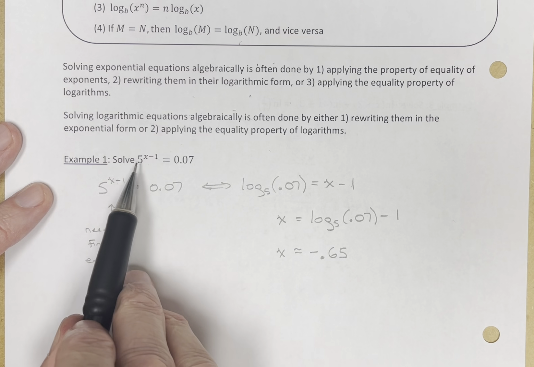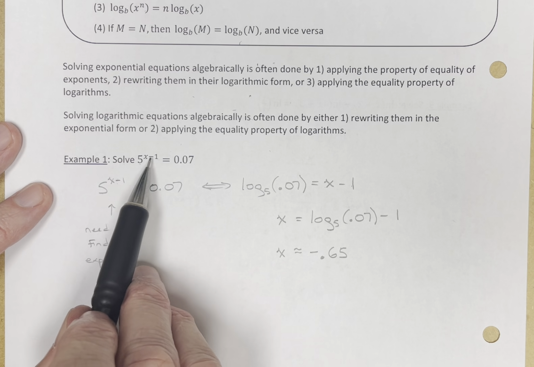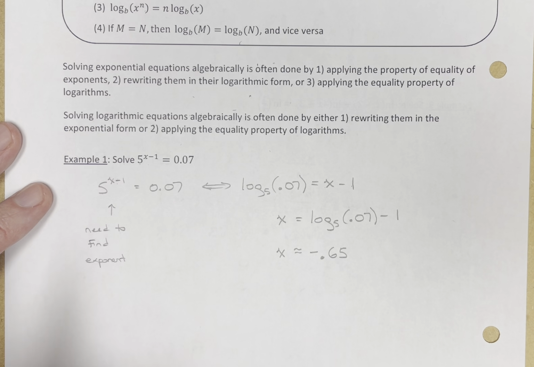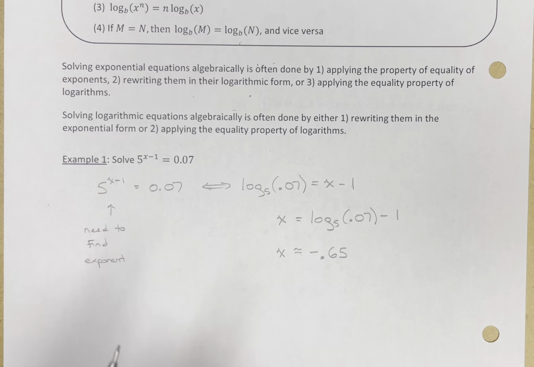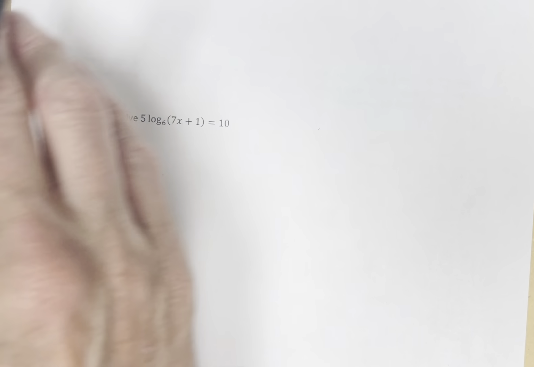Can we check it? Sure. 5 raised to the negative 0.65 minus 1, does it give me 0.07? You can check that. Okay, let's keep going with some examples. It's nice to see a few. I've got a few lined up for you with some different pieces to them to show you some different ways of doing things.